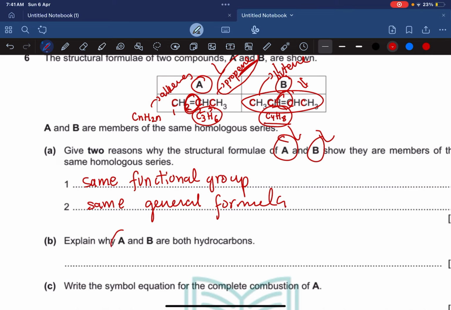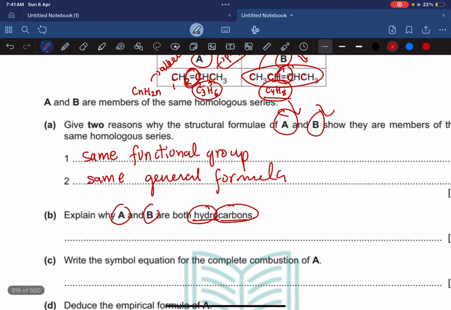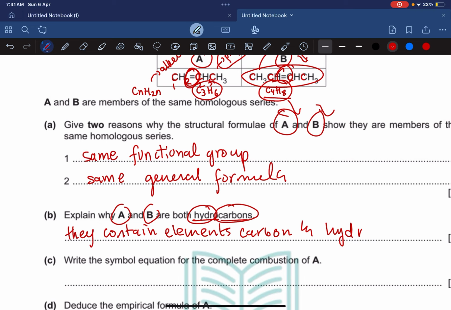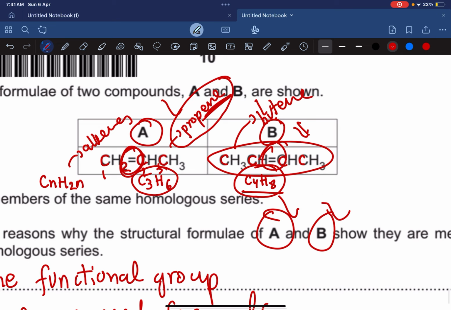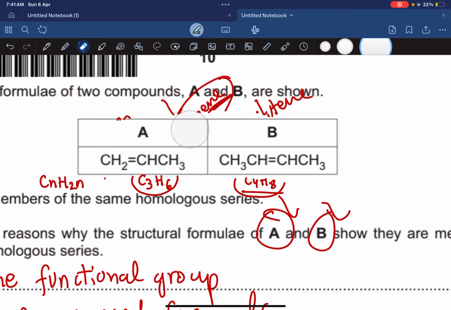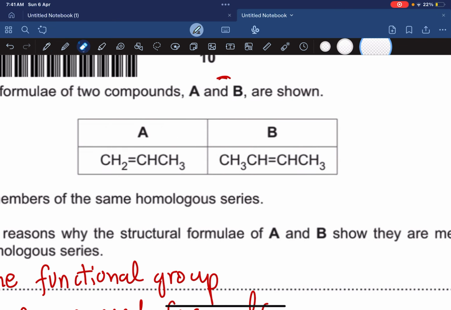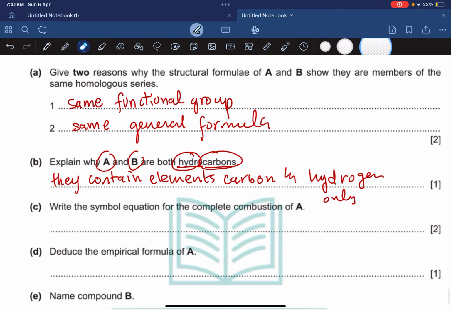Okay, explain why A and B are both hydrocarbons. Hydro means hydrogen and carbon means carbon, because they contain the elements carbon and hydrogen only. There's nothing apart from carbon and hydrogen in these two structures, okay? Only carbon and hydrogen. Okay, let's move on.